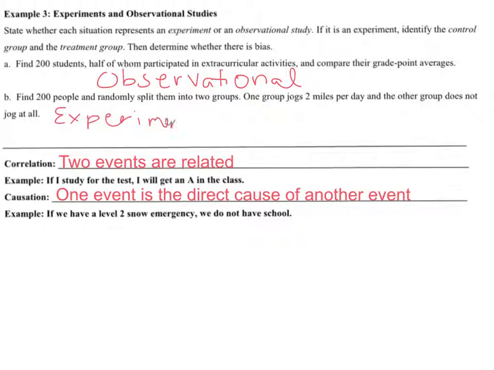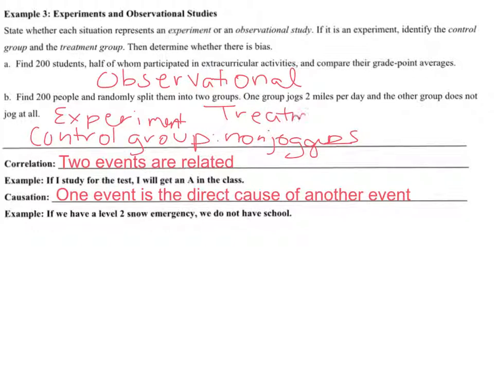So since it's an experiment, it says that we have to identify the control group. The control group, in this case, is going to be the people who aren't jogging. And then our treatment group is going to be those who are running the 2 miles a day, or the joggers. This is actually going to be biased because each of the people are going to know which group they're in.